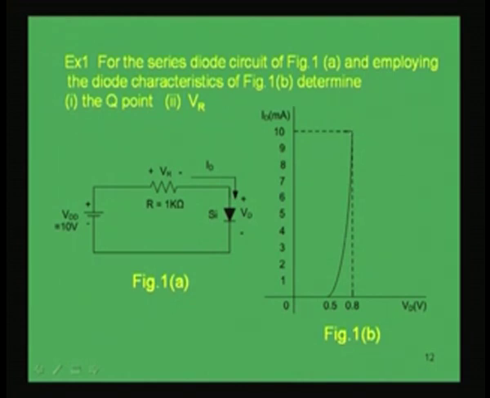Now, for this circuit, employing this diode characteristic, you have to determine the Q point as well as the voltage across this resistance VR.